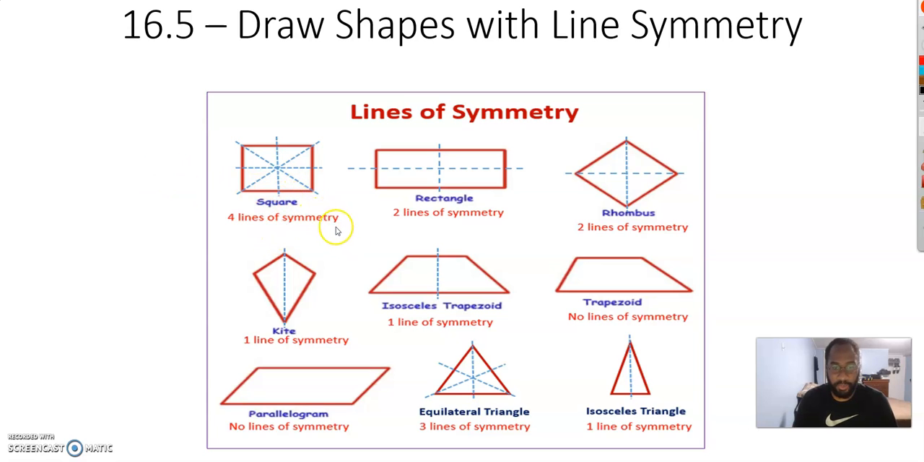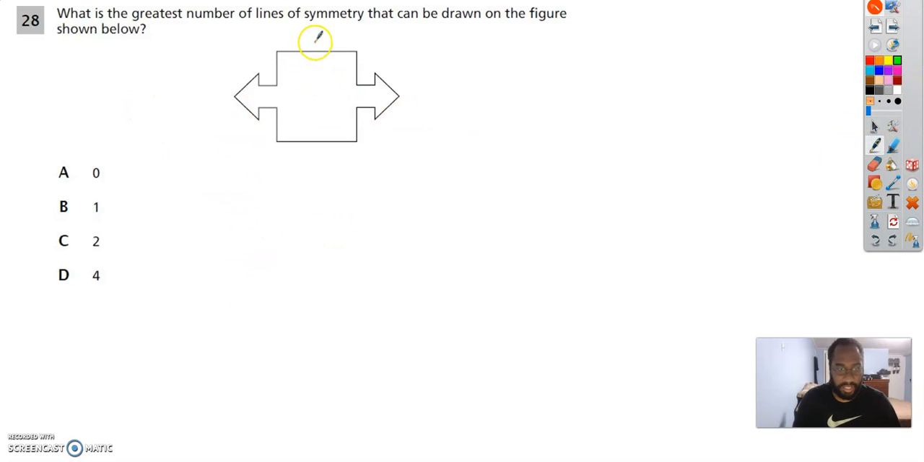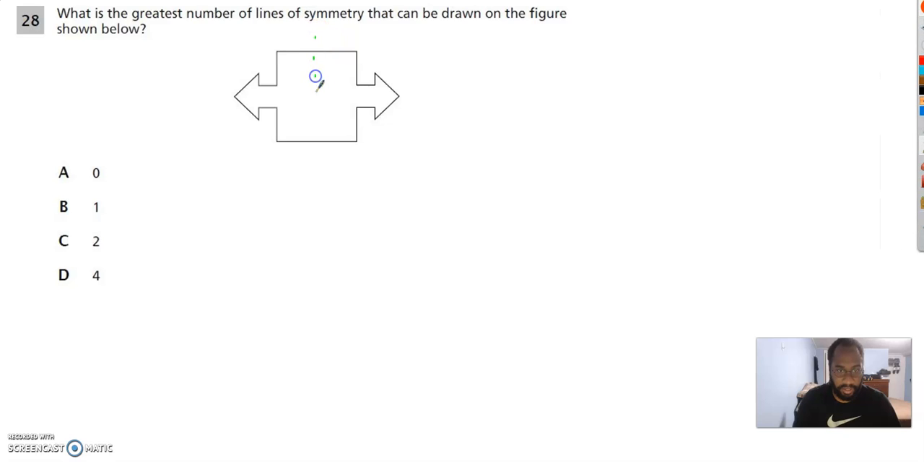All right, let's practice what we know. What is the greatest number of lines of symmetry that can be drawn on the figure shown below? Let's see, let me ask Marley. What do you think? Yes, there's a line of symmetry here. Perfect. When you split it like this, you see the arrow on both sides, and it's also equal. Excellent. So that's a vertical line of symmetry. That's one. What about Carter?